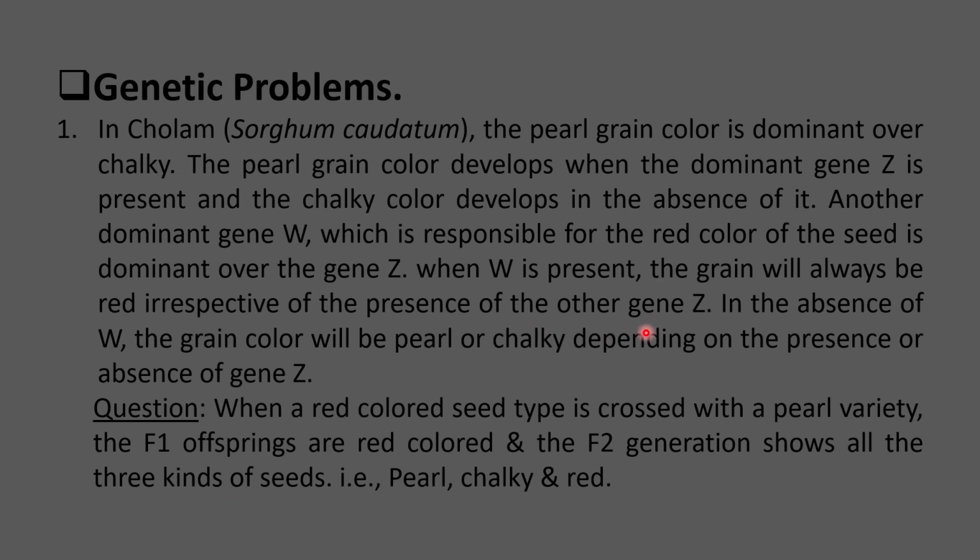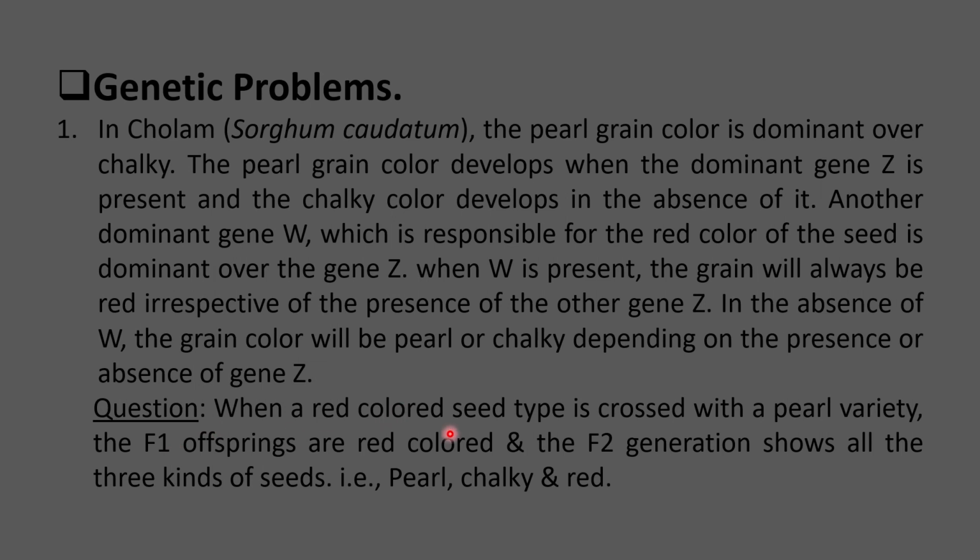So I told you this while explaining dominant epistasis. The capital W, or the dominant allele W, will always produce its trait irrespective of the presence or absence of the other non-allelic genes here. In the absence of dominant allele W, the grain color will be pearly or chalky depending on the presence or absence of the gene Z. So this is an introduction to this particular inheritance, and the question is like this.